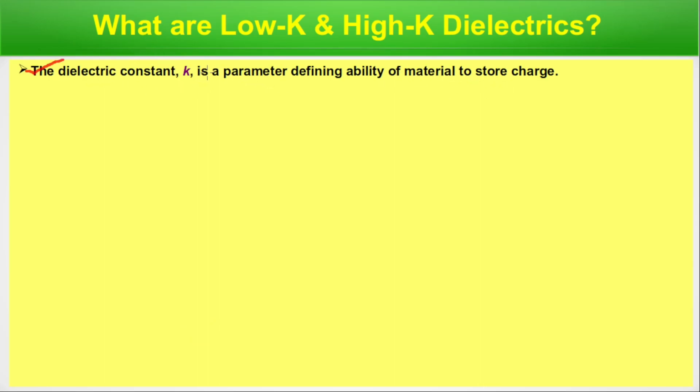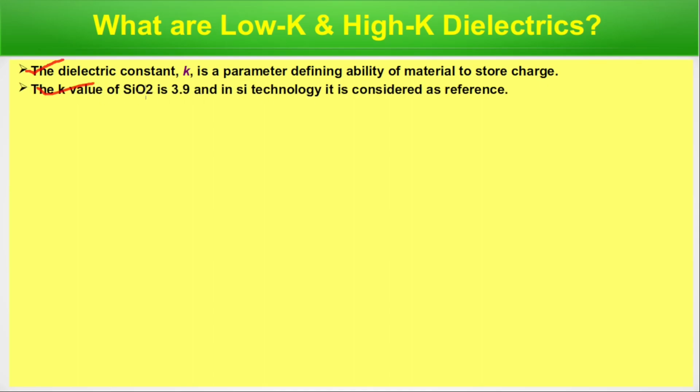The dielectric constant defines how much charge a material can store. The K value of silicon dioxide is 3.9, and since silicon technology is all about silicon dioxide, in this system we considered silicon dioxide and its value as the reference. So 3.9 is the reference value of dielectric constant in silicon technology.